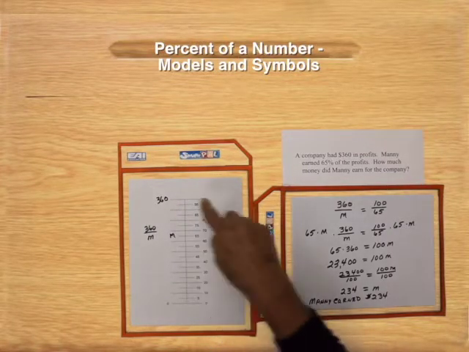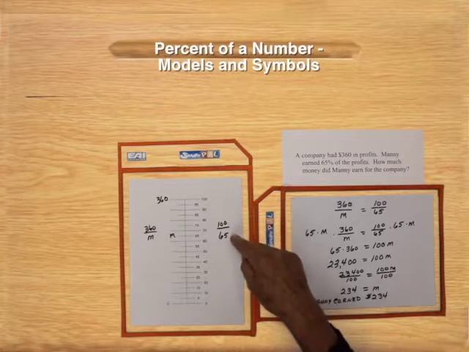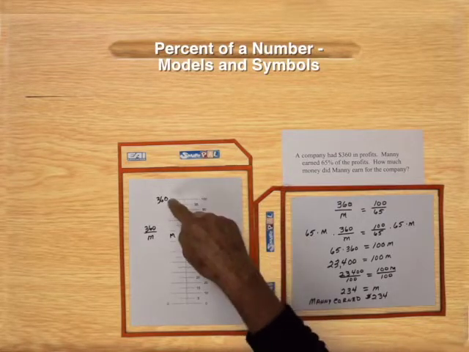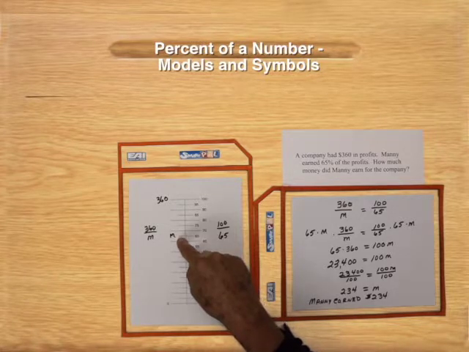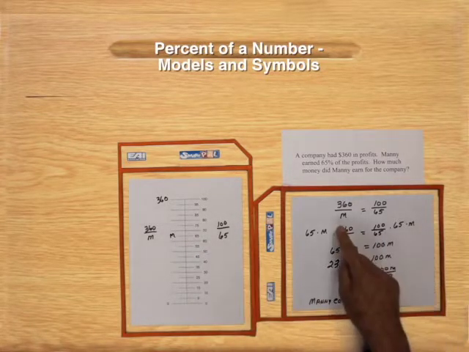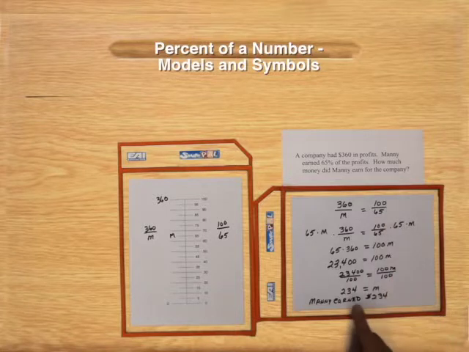We set up a ratio of 100 over 65. We set a ratio of 360 over M because that represented the amount of money that Manny earned. And when we solved the proportion, we found that M was equal to 234, and that was the amount of money that Manny earned. So Manny earned $234 for the company.